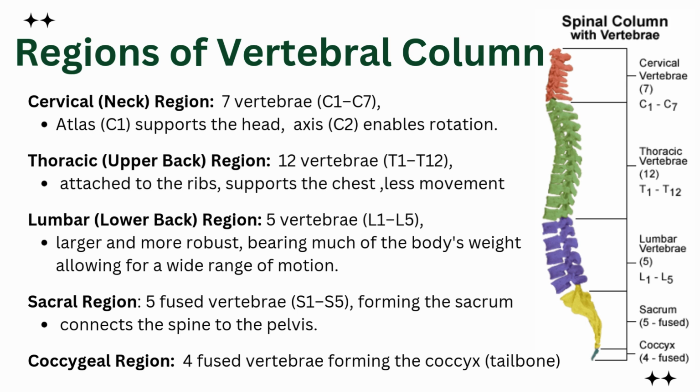Then comes the lumbar or the lower back region, consisting of 5 larger, more robust vertebrae L1 to L5, which bear much of the body's weight and allowed for a wide range of motion. Then lastly are the sacral region and the coccygeal region. Now, sacral region is composed of 5 fused vertebrae S1 to S5, which form the sacrum, which connects the spine to the pelvis. The last one is the coccygeal region, made up of 4 fused vertebrae forming the coccyx or the tailbone.